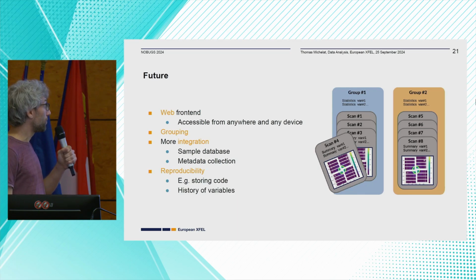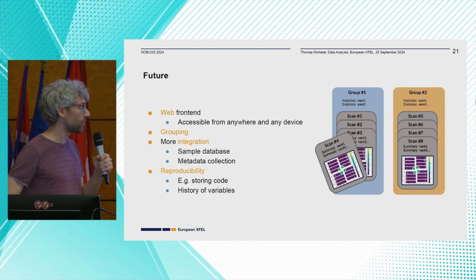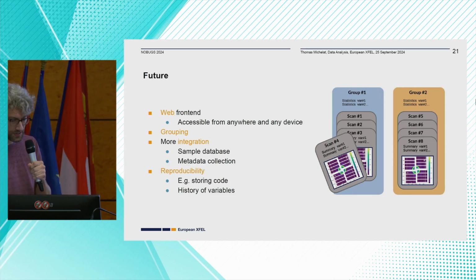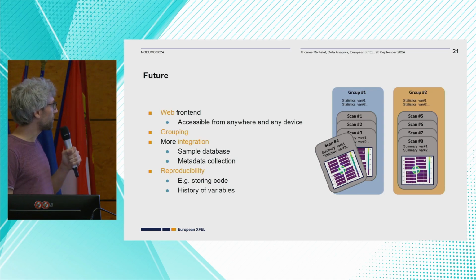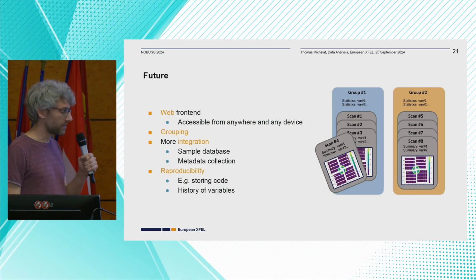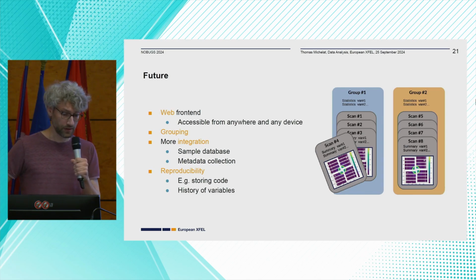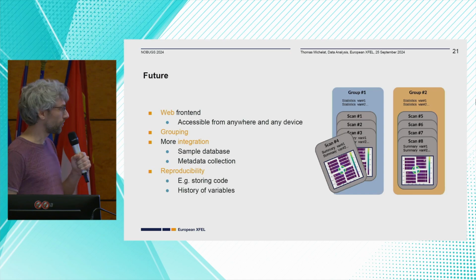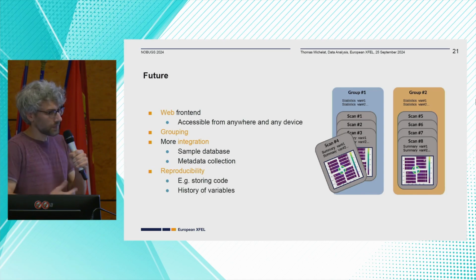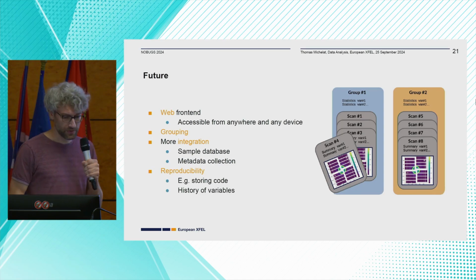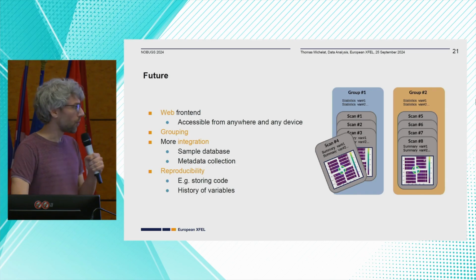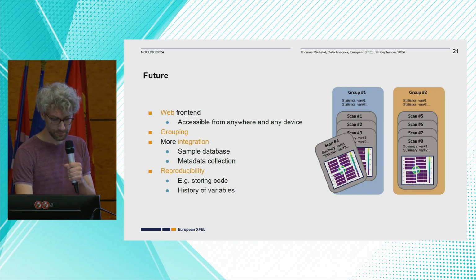But we have a lot more things we want to do, among them grouping of runs. So we might want to have different levels of granularity, or we want to compare a set of data with certain characteristics. We want more integration with the sample database and, as I mentioned, our metadata collections. And we want to also increase the reproducibility capability, for example, by storing different versions of the variables you would produce with a different set of parameters, of different algorithms you want to apply to them, and be able to compare results between those.